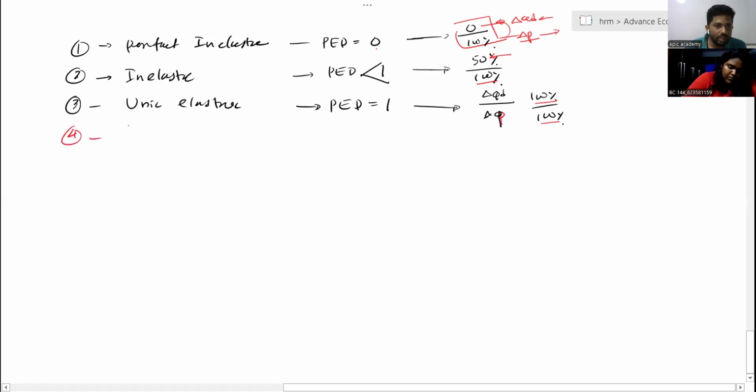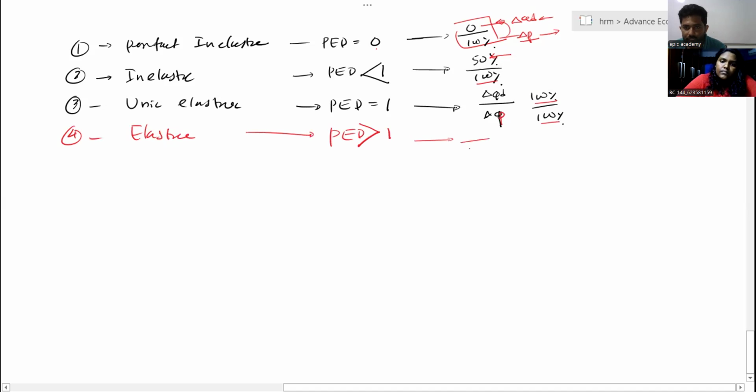Okay, the fourth one. Elastic. In here, the price elasticity of demand, or coefficient value, always takes a value greater than 1. Greater than 1. That means price changes 50%, but the quantity changes 100%, 150%. More response than the price change. That is why the value becomes more than 1.